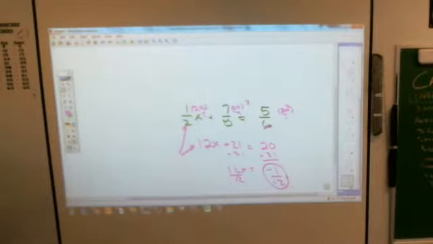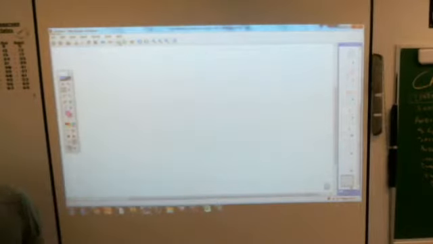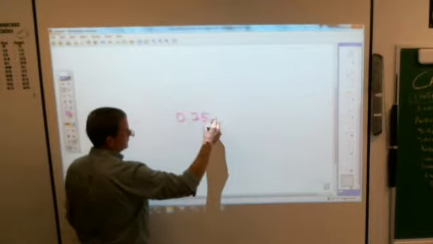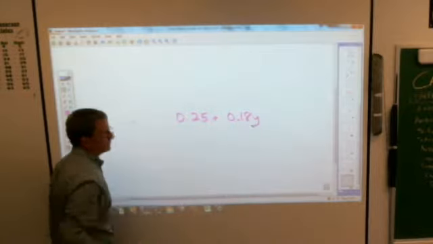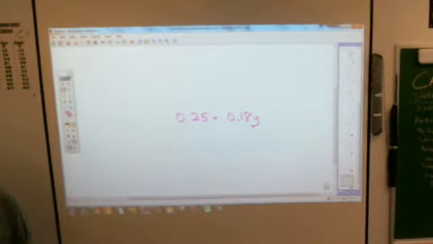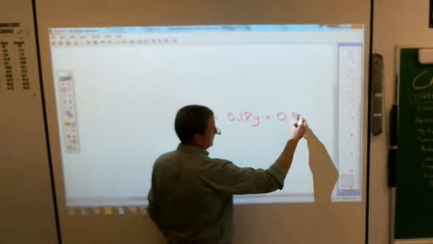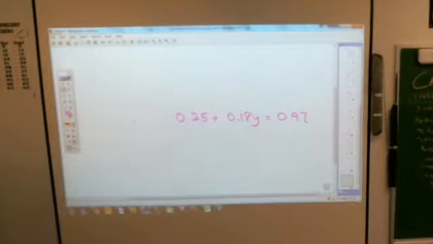How about this one? You do this one for me. 0.25x plus 0.18y equals 0.97. What do you suppose you're going to multiply those all by? What will get rid of the decimal?